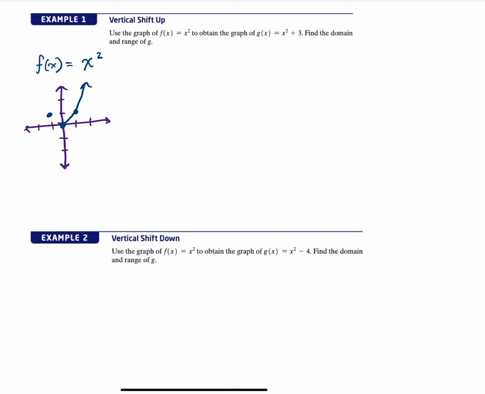So it's useful to have a couple points, especially once we start shifting around and reflecting, then we can work with these points to see where our graph should end up. So 0, 0, 1, 1, and -1, 1.